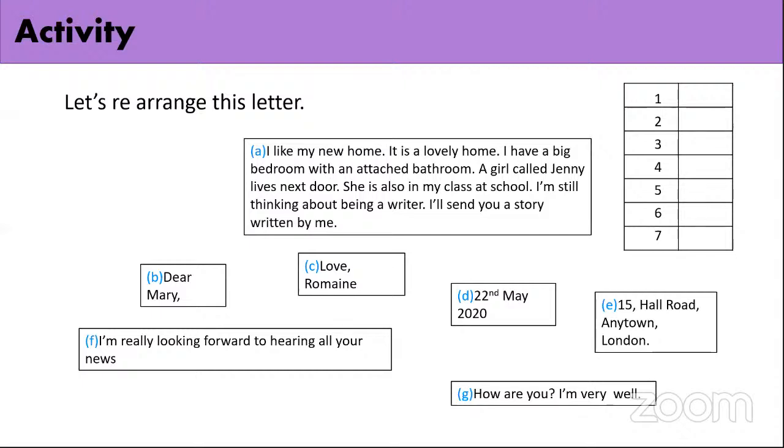Okay. Let's rearrange this letter. I'll give you 2 minutes to do that. Quickly do. We have done this type of activities earlier. So you are used to do that. So quickly do. Then I have given numbers here, 1 to 7. Then you write what comes first, what comes second. Then like that, quickly you put the letters A, B, C, D, E, F. I have given E, F, G.